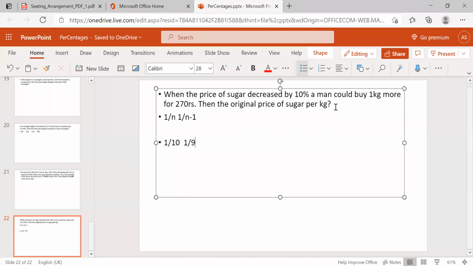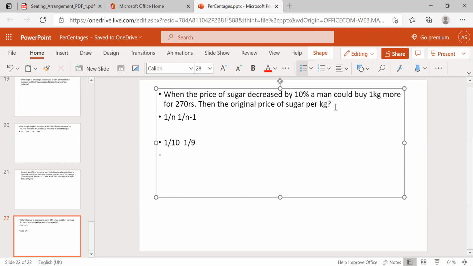And he can buy more. So whenever the price is decreased, he can buy more, right? The quantity will be increased. When the price increases, the quantity will decrease. When the price decreases, the quantity will be increased, right? Is it clear? Now, we can solve this by two methods.